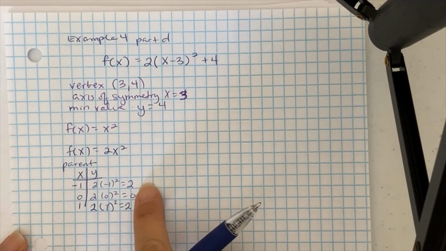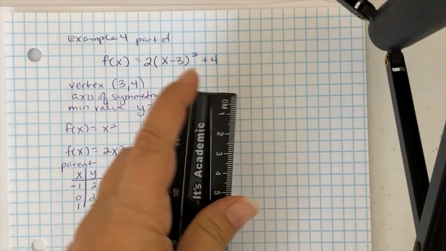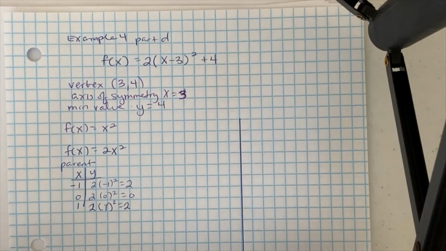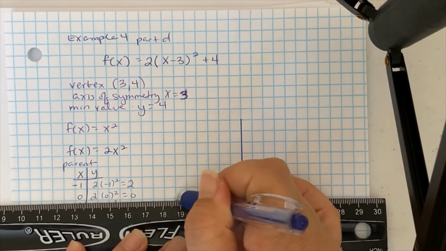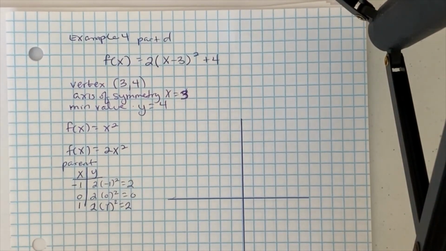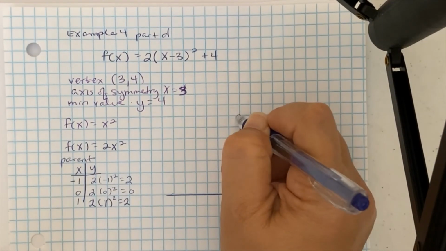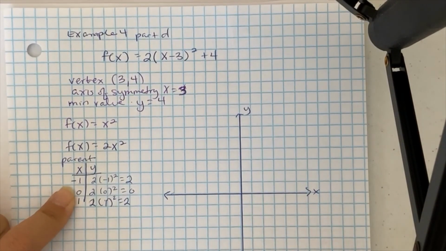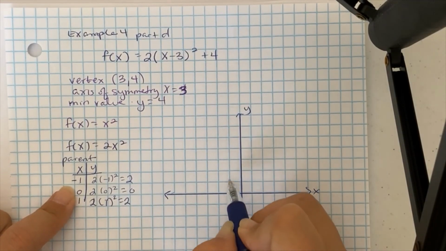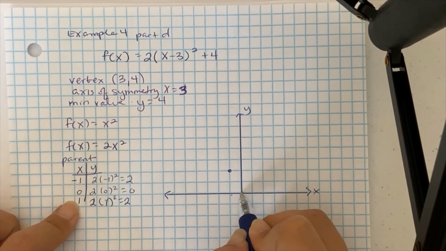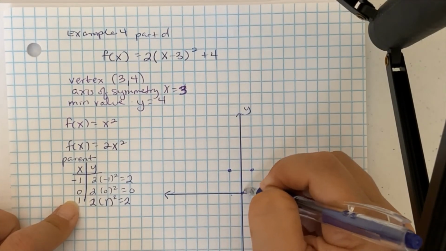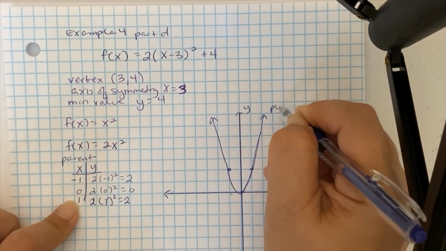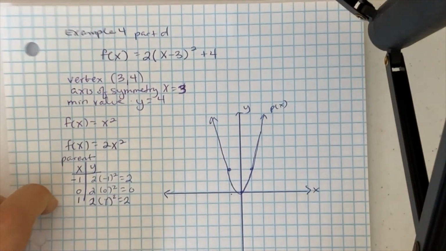So this is our parent function. This is what we're starting at. On the coordinate grid, label your axes, x and y. We start with our first parent point, which is (-1, 2). So we have a dot at -1 for x and positive 2 for y, then (0, 0), and then (1, 2). This is our parent. I'm going to call it P of x to represent parent. And now we're going to graph our actual graph.